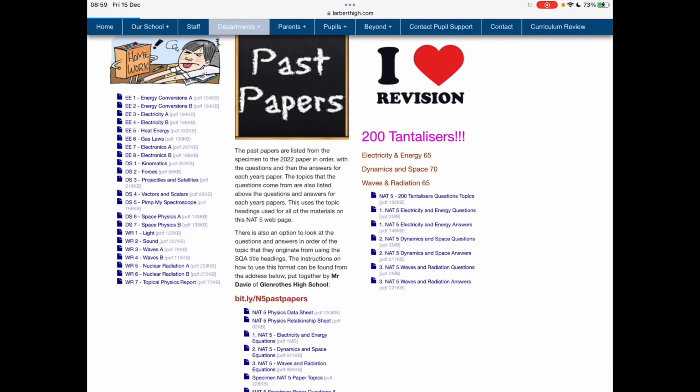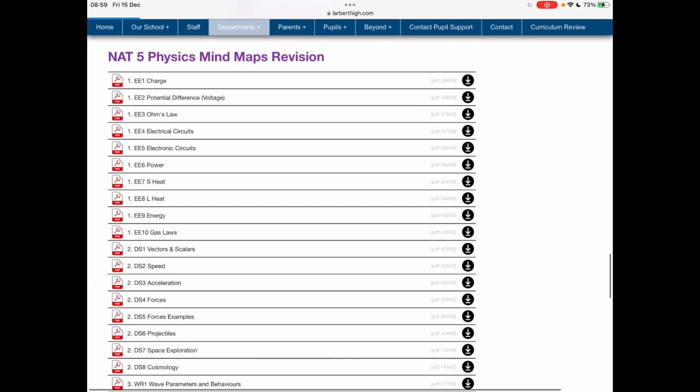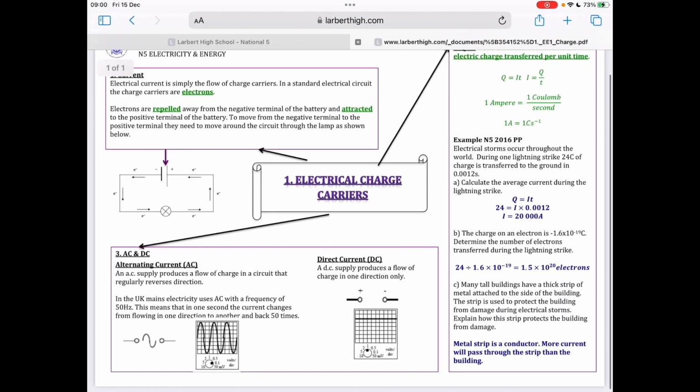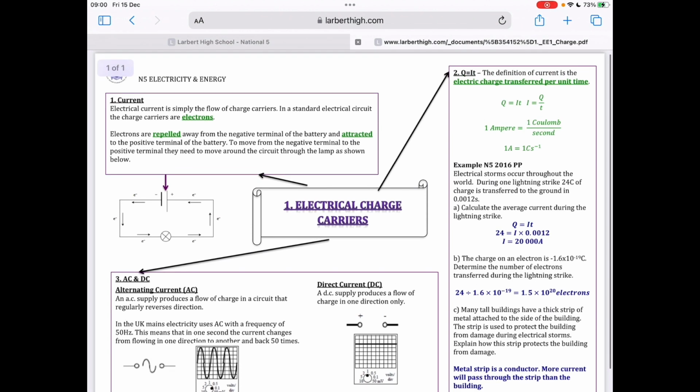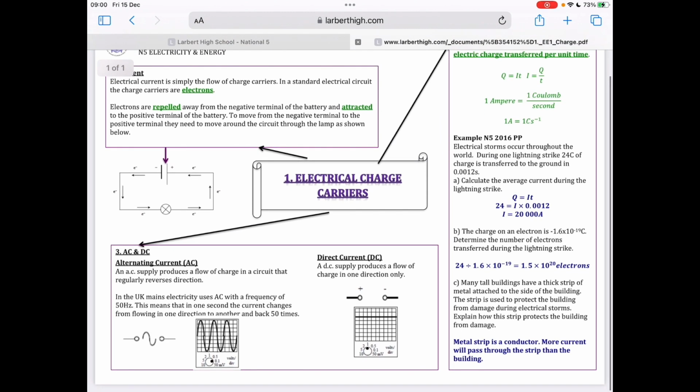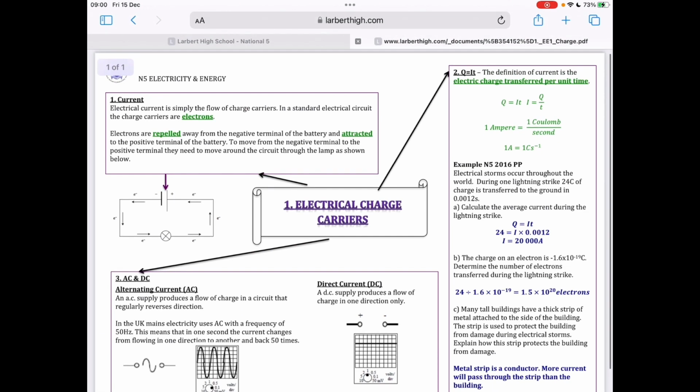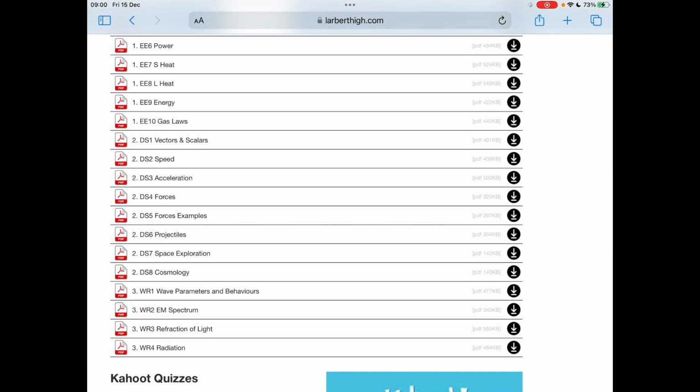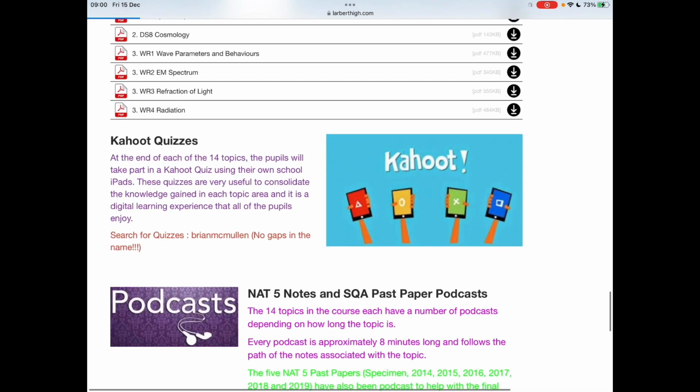If we scroll down a wee bit further, we've got proper mind maps here. So we had the mind maps at the start, didn't really have much on them, but these mind maps, we go to the first one, so just for electrical charge, it says everything for charge, an equation, some examples, definition of current, AC, DC, etc. So there are pre-made up mind maps here as well for many different sections.